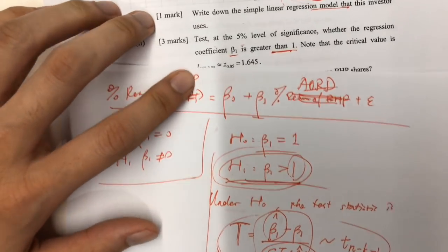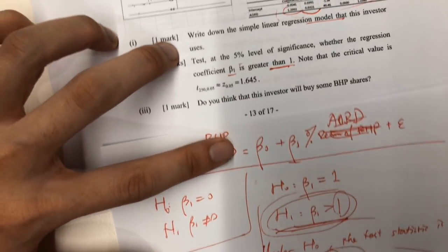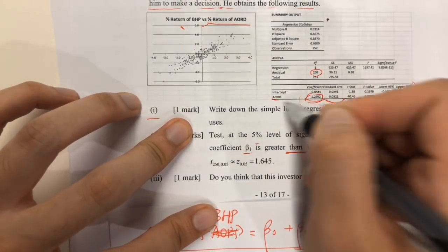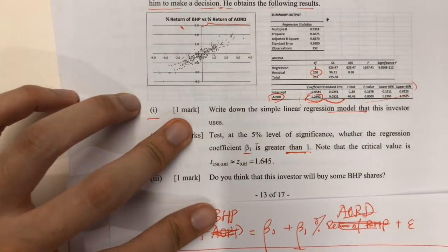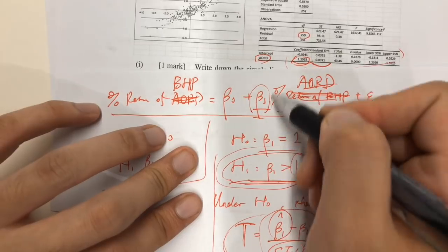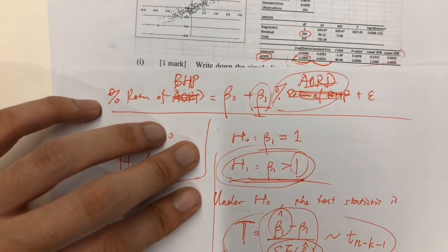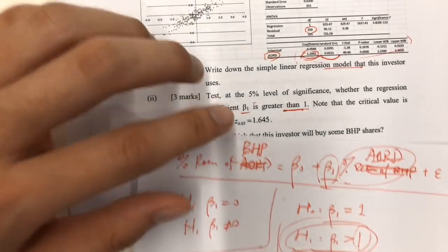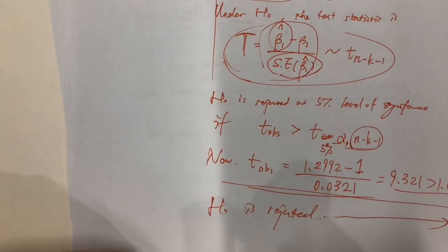Okay, some student is asking, wait, but how come the output shows AORD as beta 1? Well, this means the coefficient on AORD is beta 1, okay? So it's just like this, beta 1 and percentage return of AORD, okay? All right, therefore we know beta 1 is greater than 1, right?